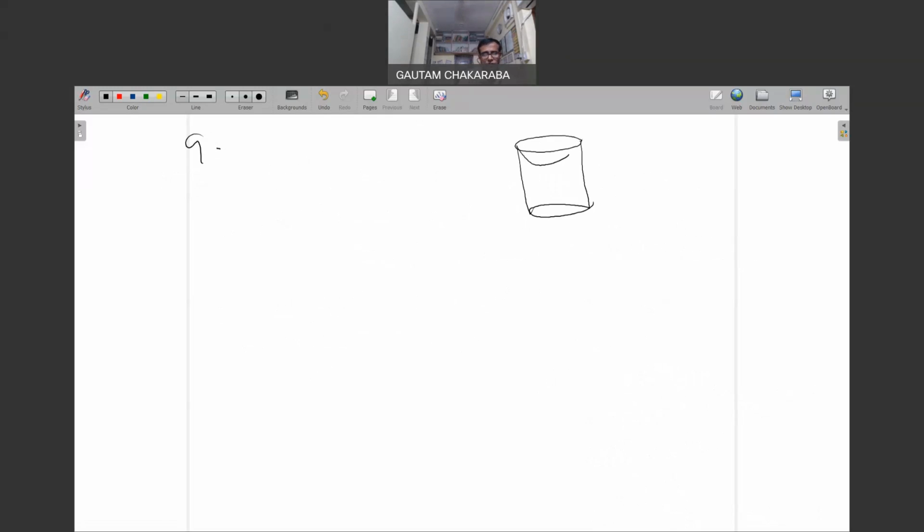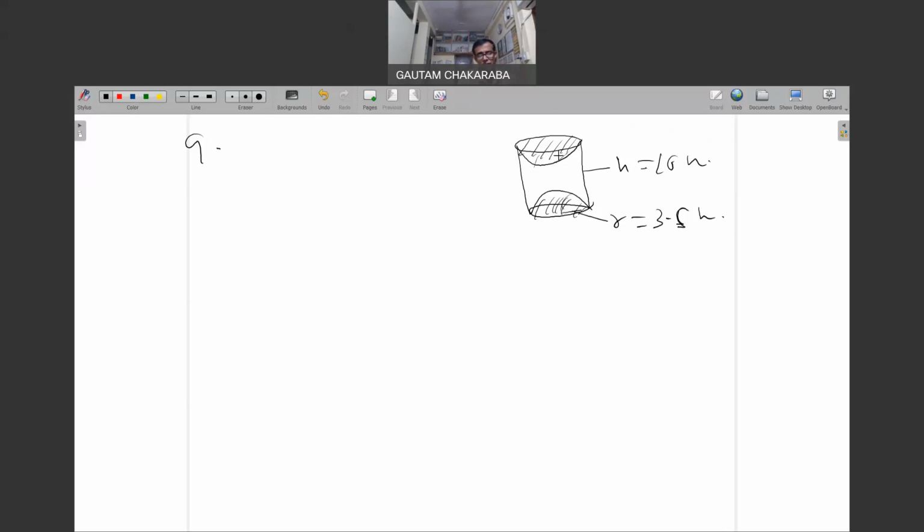And this portion, the hemisphere, is scooped out. So find the total surface area. Here the given height of the cylinder is 10 centimeter and base radius 3.5, and find the area. Okay, find the total surface area.